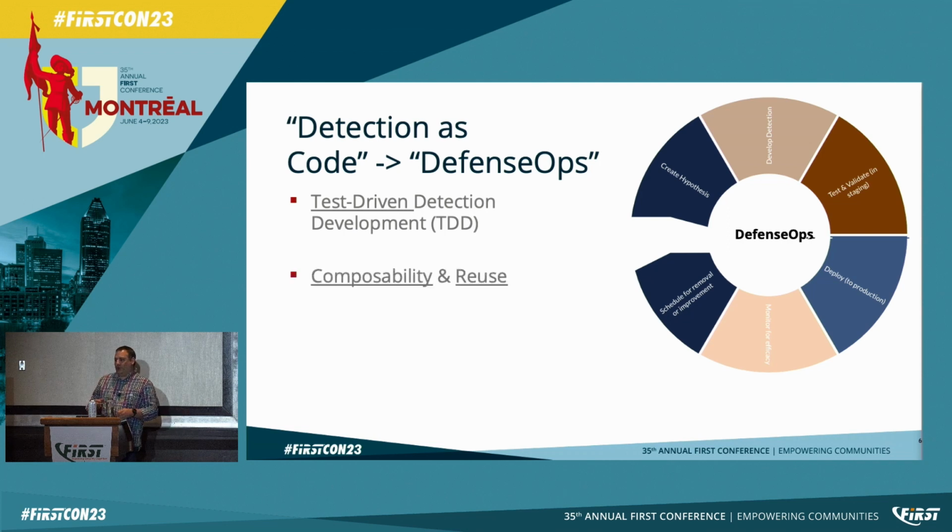Second is the idea of composability and reuse. So when you're writing those detections, you're not trying to write the Uber detection that specifically looks for APT 29.